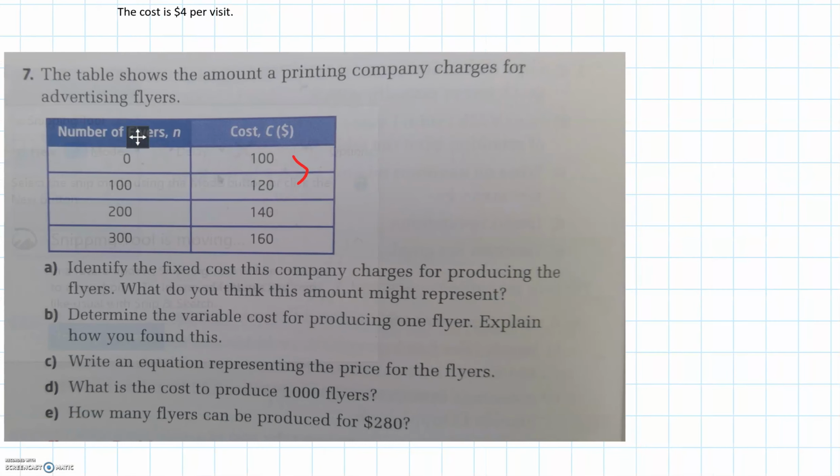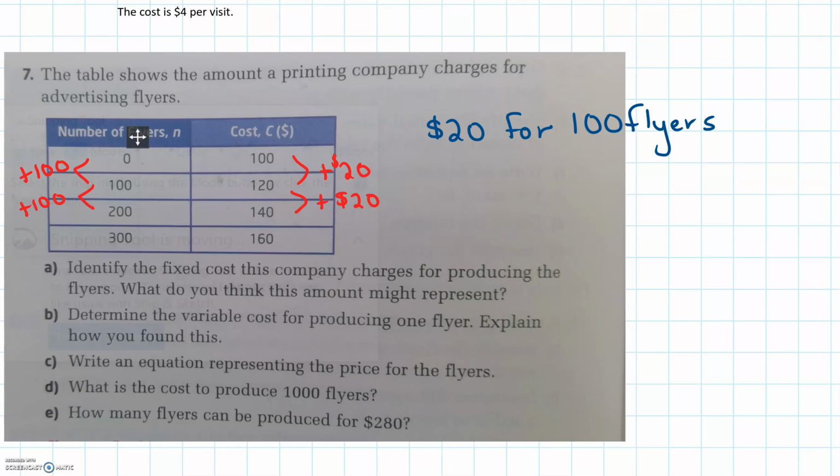So this pattern for the cost is that it's going up by $20, but it's going up by $20 every time the number of flyers is going up by 100. So that should be a red flag to you, because that's not $20 for one flyer. That would be an insane amount of money. It's actually $20 for 100 flyers. So in order to figure out the cost for one flyer, you're going to need to do $20 divided by 100. And when you do that, you get 20 cents. And that's for one flyer.